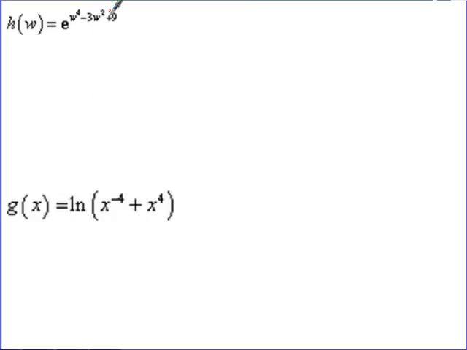Squared. All right, so here we go. We have h of w. It's e to the w to the fourth power minus 3w squared plus 9. So what's my outside function? E to the x, right? It has to be. It's not just e. It's e to the x power. Okay, so it's e to the x power.